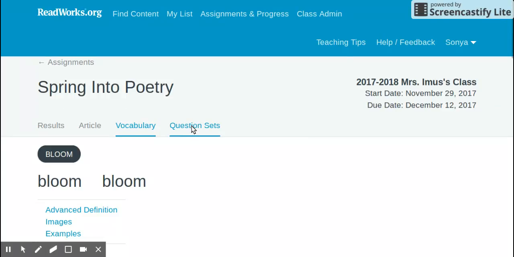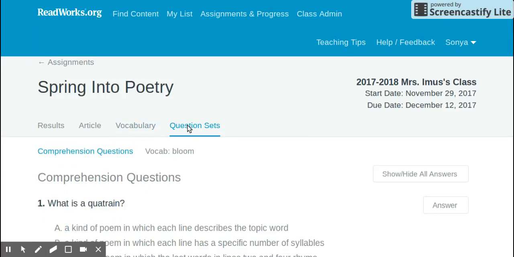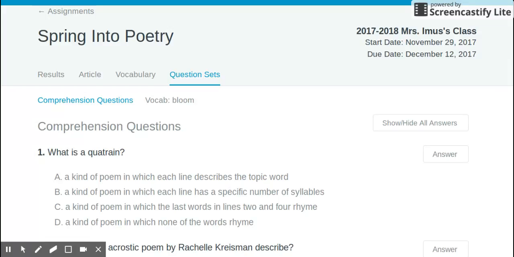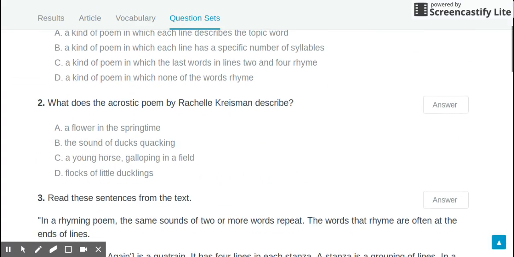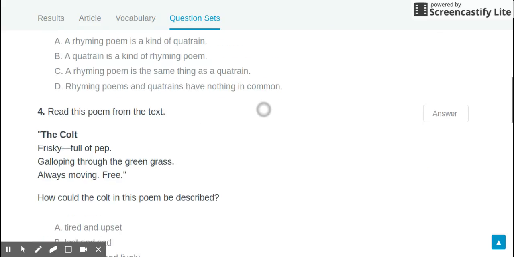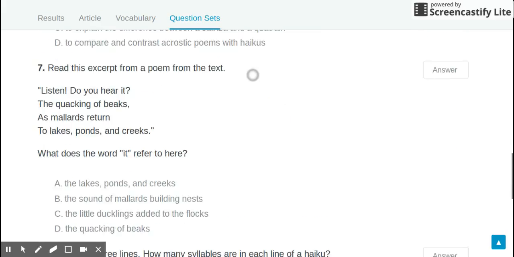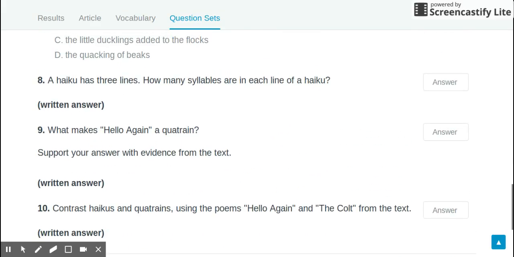Then you're going to go to question sets. And what is a quatrain? If you can't remember, go back to your article and find out, and then you have to answer the rest of the questions. It's asking you about a specific poem by Rachel Kreisman. Again, if you cannot answer these, you need to go back to the article and find the answers. Again, you have some written activities you have to do as well. Please make sure you use 5-star sentences when you're asked to, and restate the question in your answer.